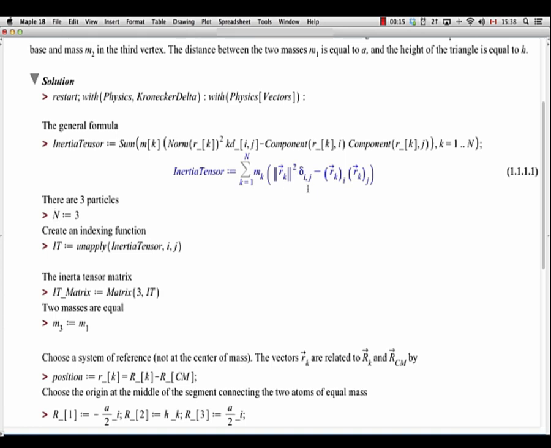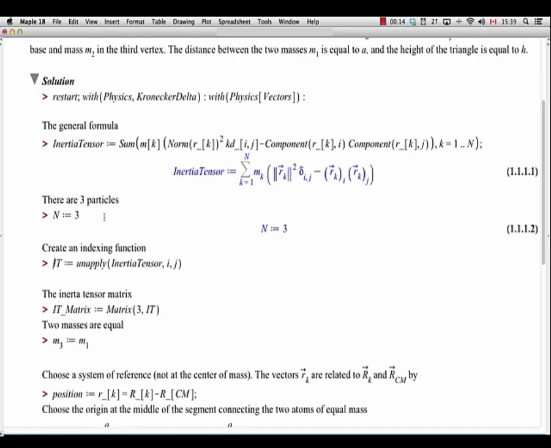This is the norm. This is the Kronecker delta symbol, and these are the components in the i and j directions of the kth vector, where k goes from 1 to n, the number of particles of the system, and m are the masses. These vectors are the position of the particles as seen from the center of mass. Okay, our problem has 3 particles.